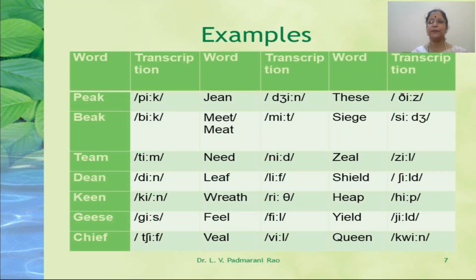Here we have the examples to understand the occurrence of the E sound in English words. P-E-A-K, peak. B-E-A-K, beak. T-E-A-M, team. D-E-A-N, dean. K-E-E-N, keen. G-E-E-S-E, geese. C-H-I-E-F, chief. J-E-A-N, Jean. M-E-E-T or M-E-A-T, meet. N-E-E-D, need. L-E-A-F, leaf.